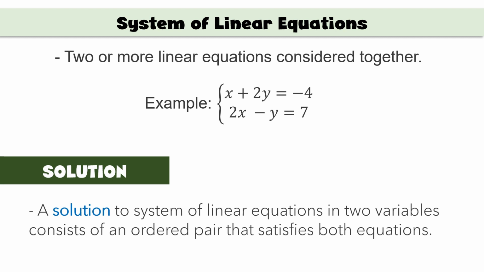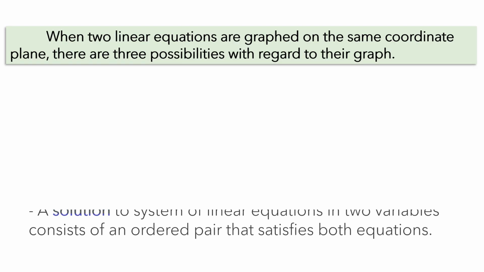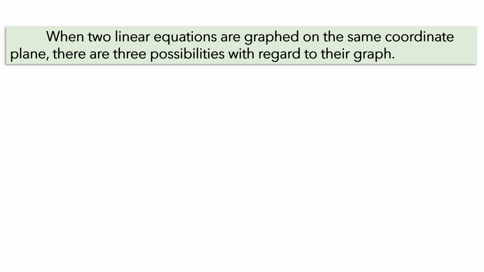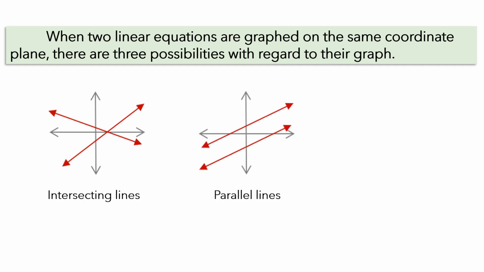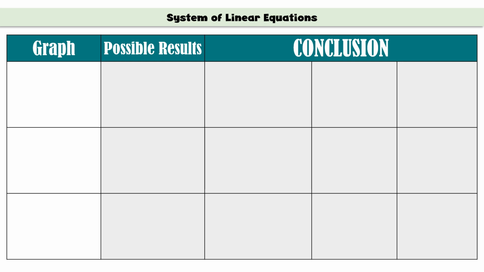Solution is the term we use for the answer we get from the system of equation. When two linear equations are graphed on the same coordinate plane, there are three possibilities with regard to their graph. The lines can be intersecting, it can be parallel, it can also be coinciding. Here's the conclusion for each possible result for system of linear equations.